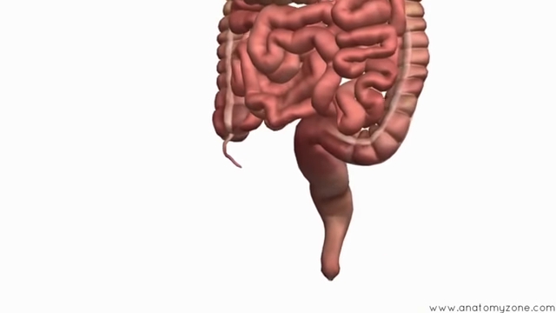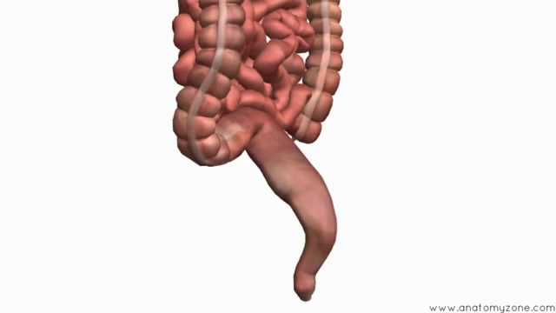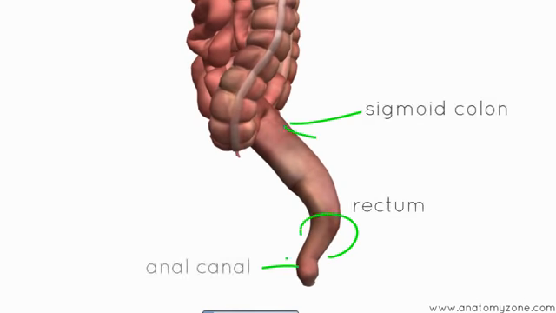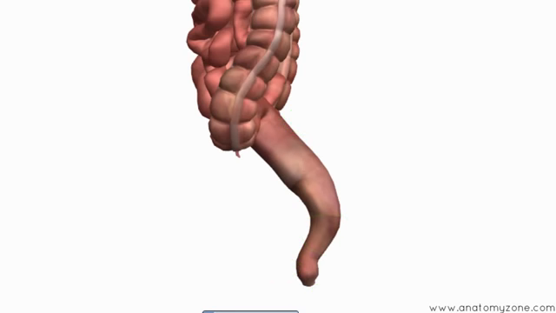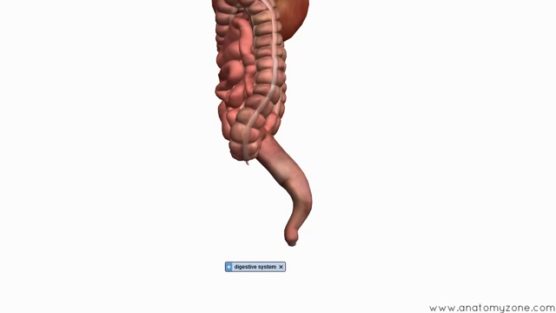So after the sigmoid colon, you've got the rectum, and then you've got the anal canal and the anus right at the end. So the rectum serves as a sort of temporary holding site for feces, and then the feces is expelled out through the rectum into the anal canal, and then it exits the body through the anus. So intra-abdominal pressure is increased to force out the feces from the rectum and into the anal canal, and finally out of the anus. So the anus is the opposite end of the mouth. It's the exit of the digestive tract.